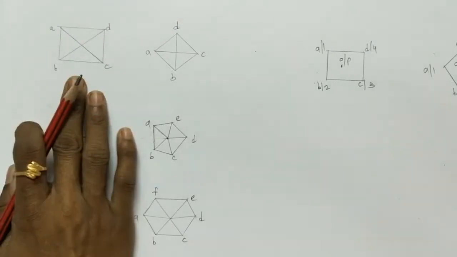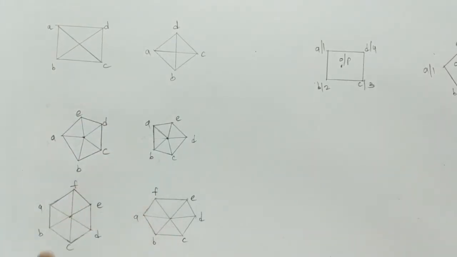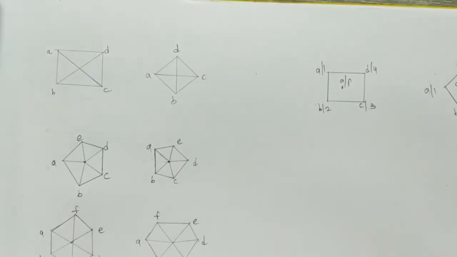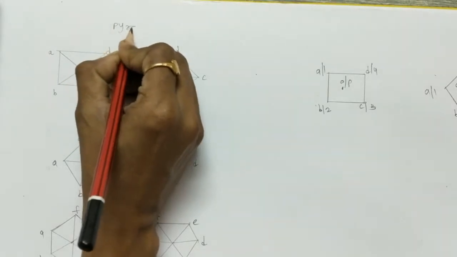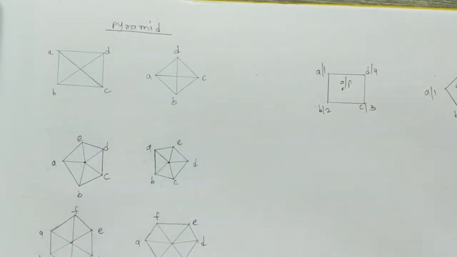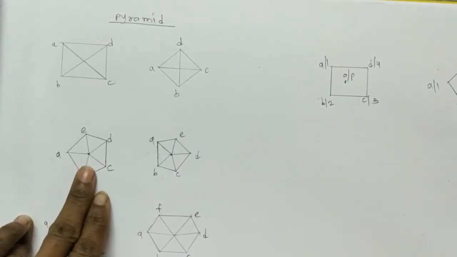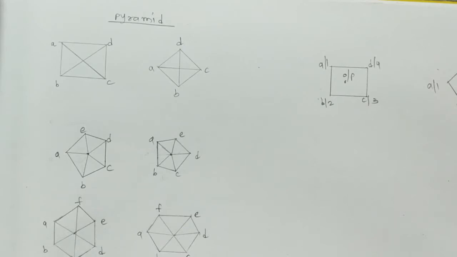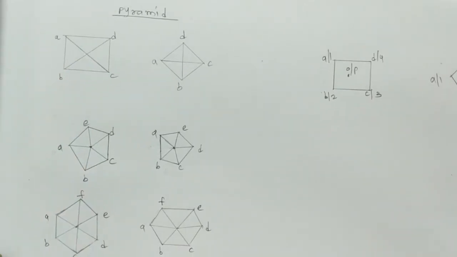So this is a square, then this is pentagon and this is hexagon. First we will see the conditions for drawing pyramid. This is about pyramid. So this is a pentagonal pyramid, hexagonal pyramid and square pyramid.